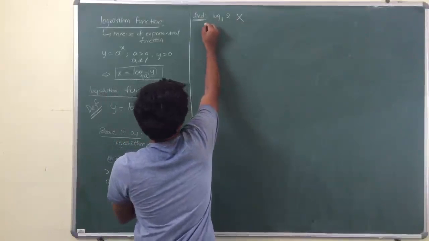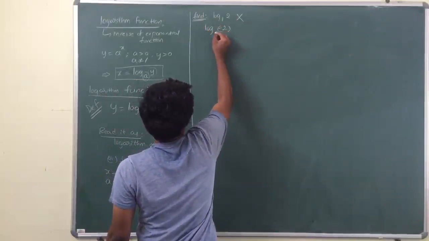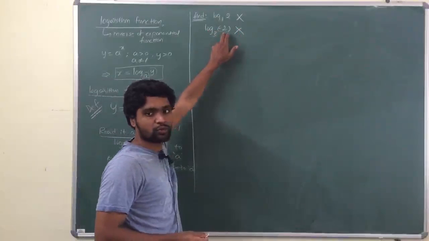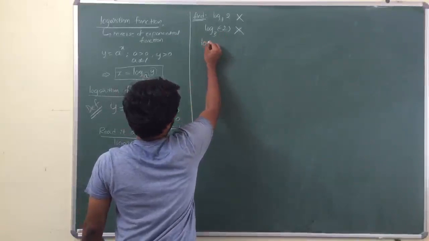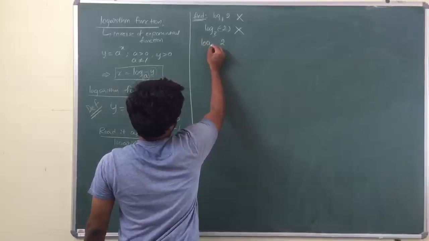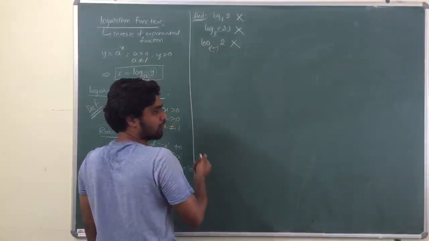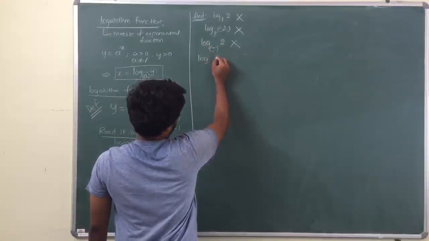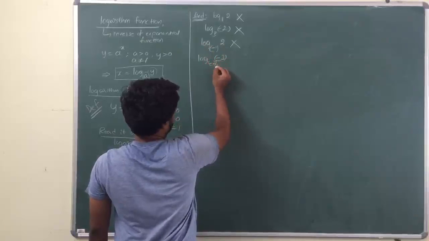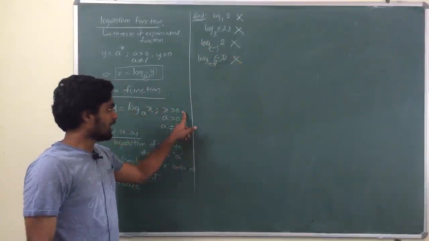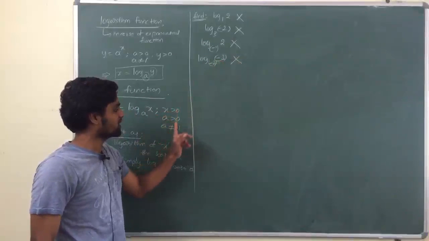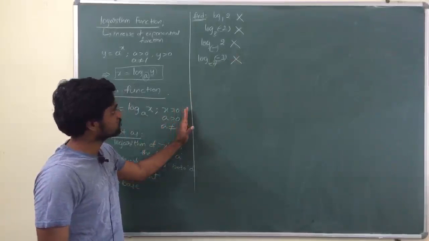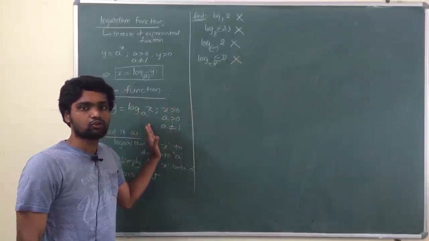Also, logarithm of minus 2 to the base 3, if I say, not defined. See, argument value should be greater than 0. Argument of logarithm should be greater than 0. Log 2 to the base minus 1. No. All these are not defined. So argument should be greater than 0, base should be greater than 0, and base should not be equal to 1. So these are the conditions. These are the primary conditions to be satisfied for the logarithmic value to be defined.